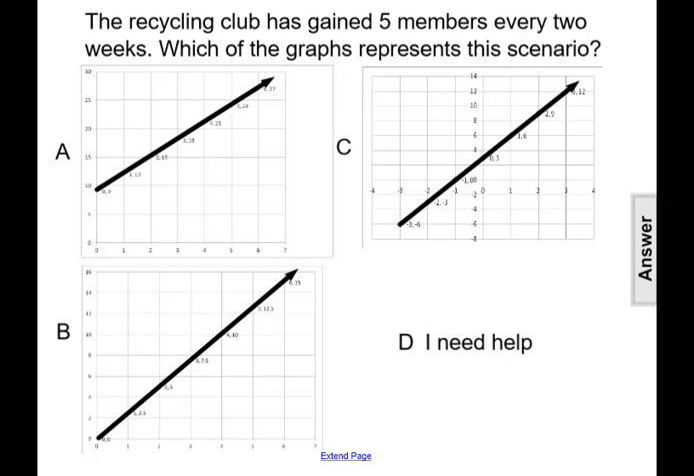The recycling club has gained 5 members every 2 weeks. Which of the graphs represents this scenario? So the scenario is comparing the amount of members added to the club every certain amount of weeks. Our independent variable here is the amount of weeks that pass by, and the dependent variable will be the amount of members the club gains.